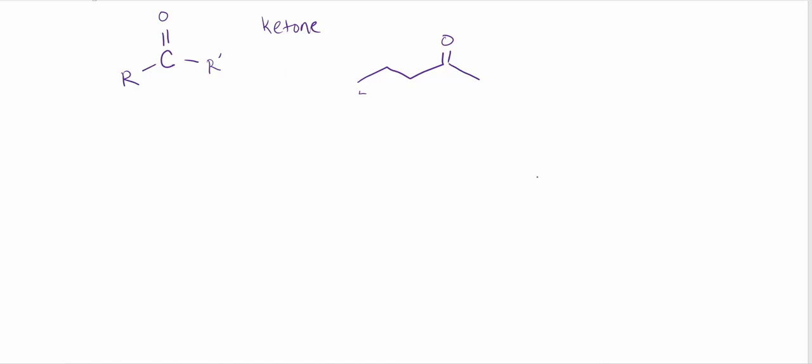And we do need to decrease the numbering of this functional group. So if I number from this side, 1, 2, 3, 4, 5 carbons on this chain, if it was an alkane, this would be pentane, but it's not, it's a ketone. So I remove that E and I add the ending ONE. So this is pentanone, but it's not enough to just call it pentanone. I have to give an address for that ketone group. So this is 2-pentanone.